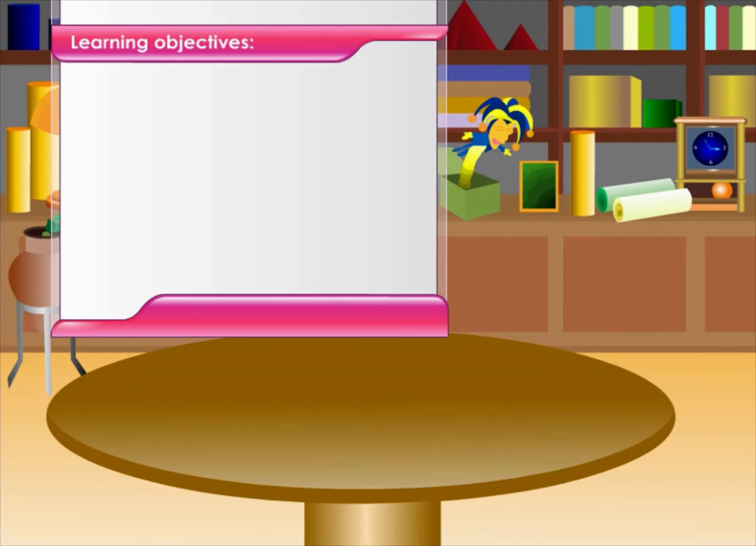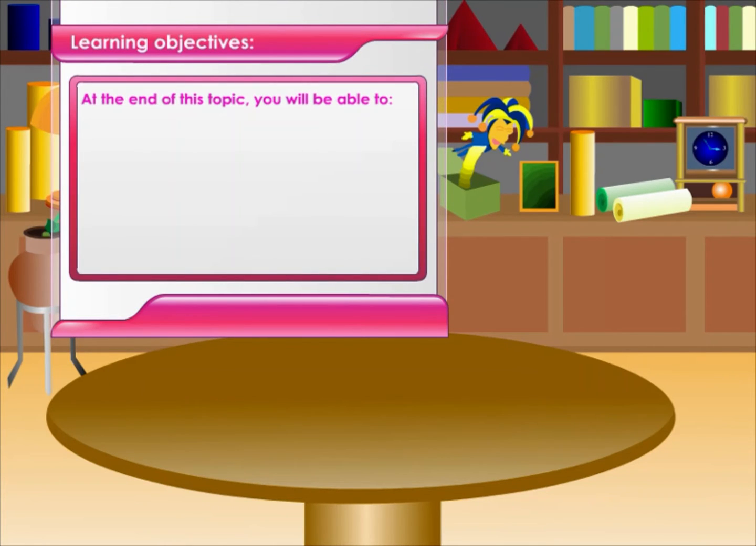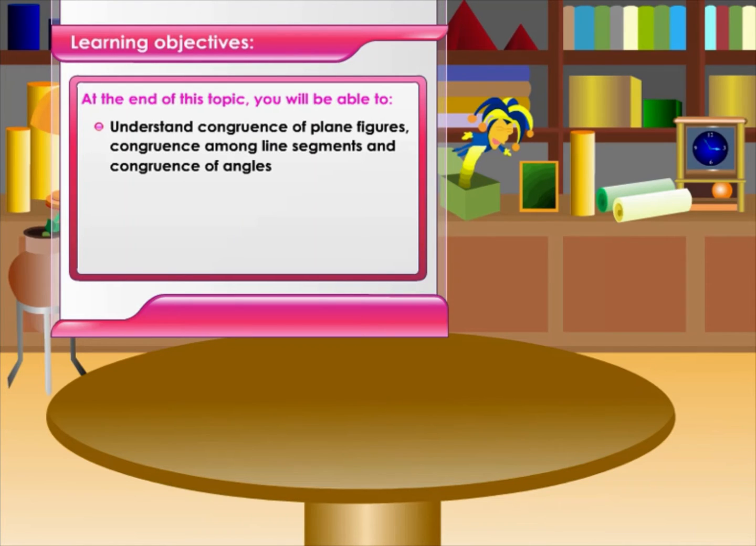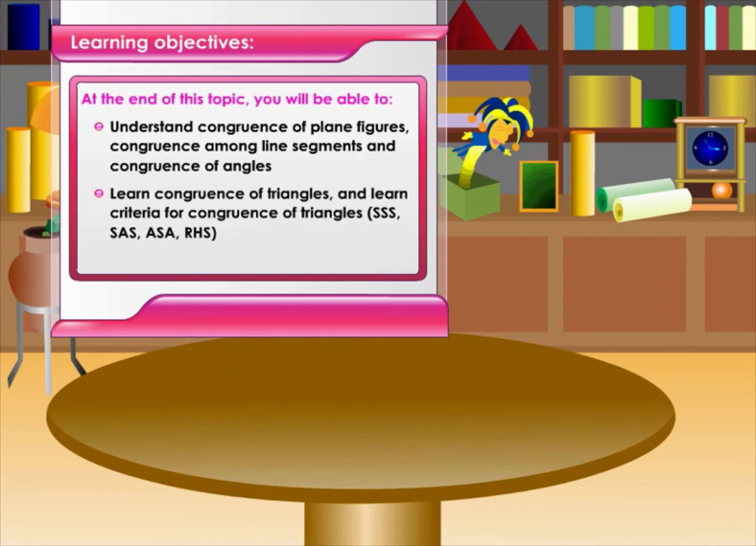Learning objectives. At the end of this topic, you will be able to understand congruence of plane figures, congruence among line segments, and congruence of angles. Learn congruence of triangles and learn criteria for congruence of triangles: SSS, SAS, ASA, RHS.